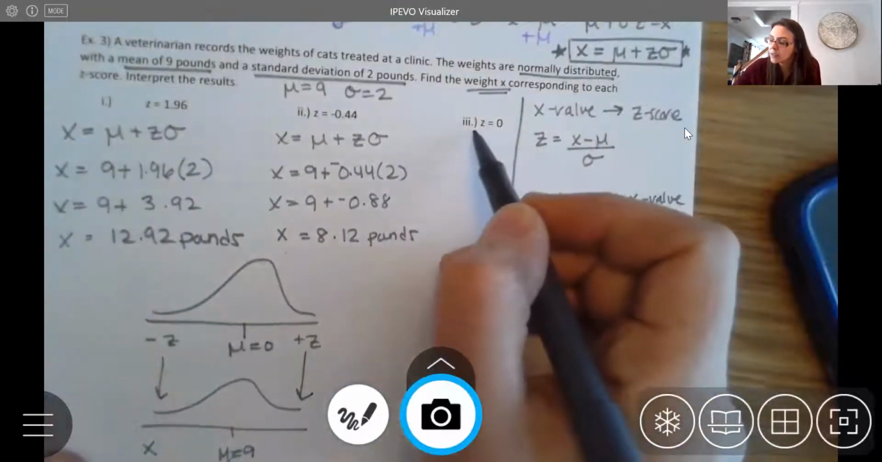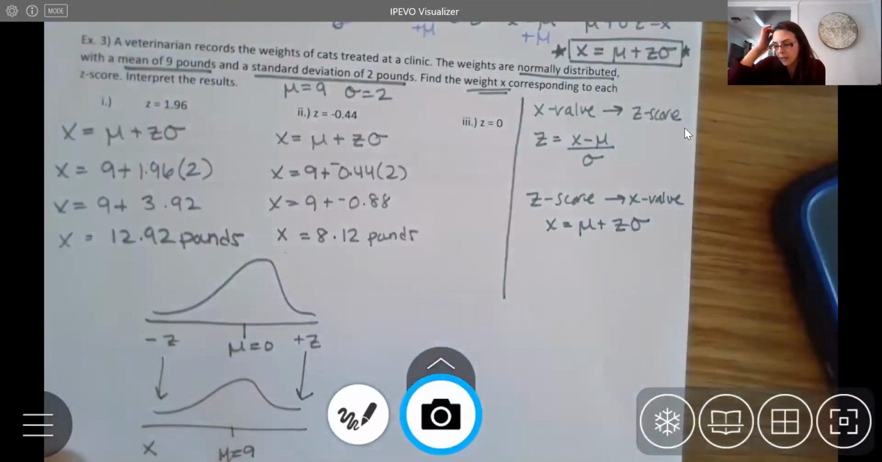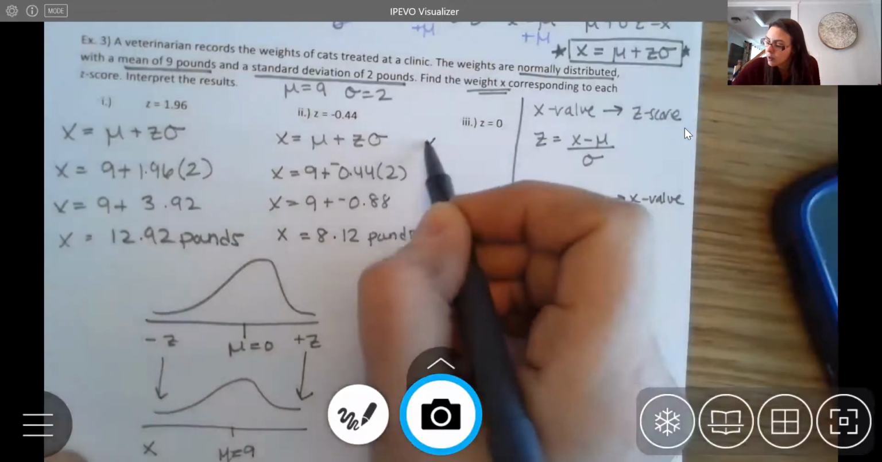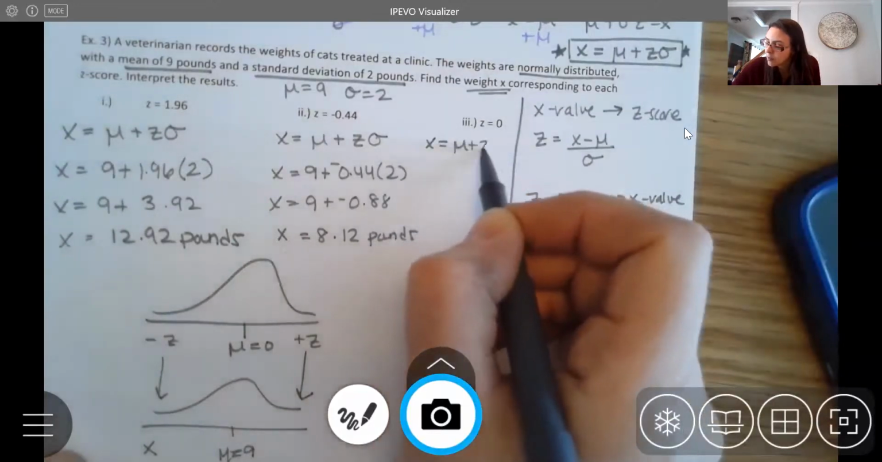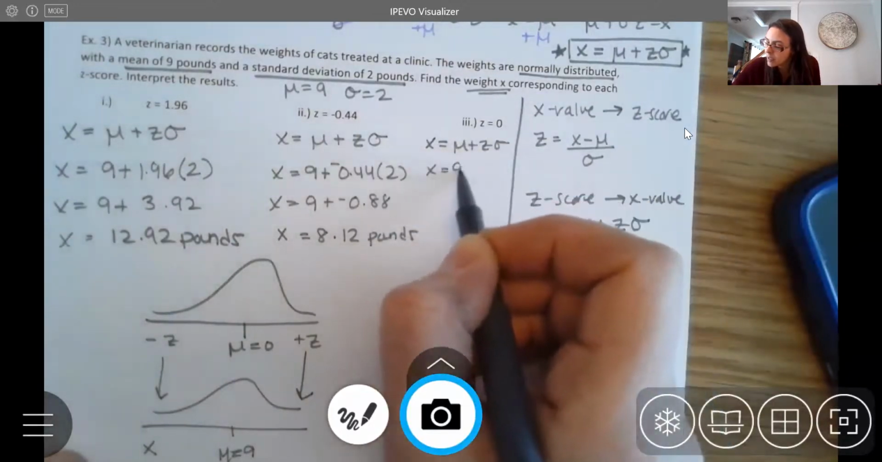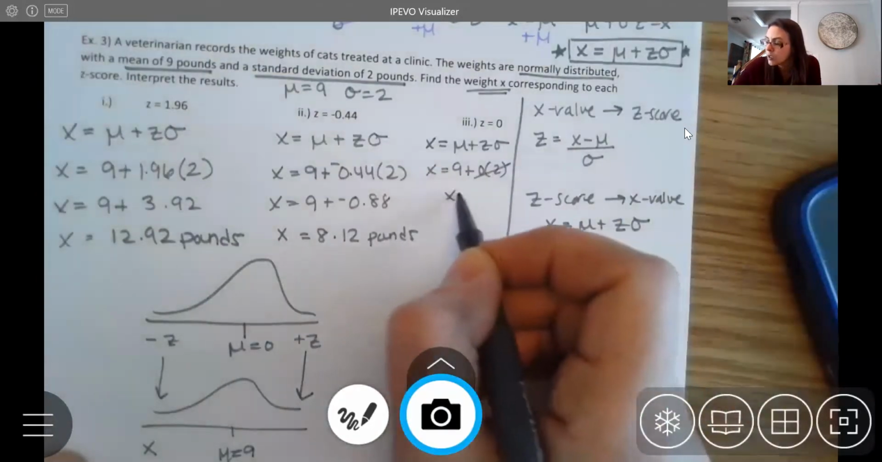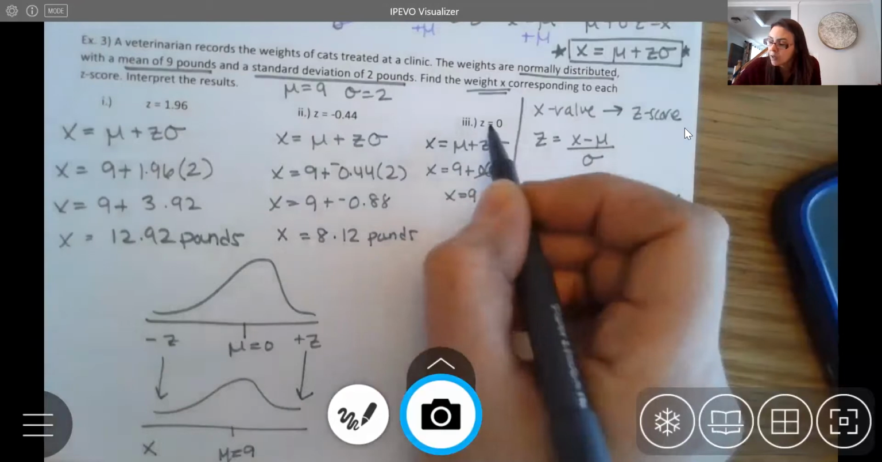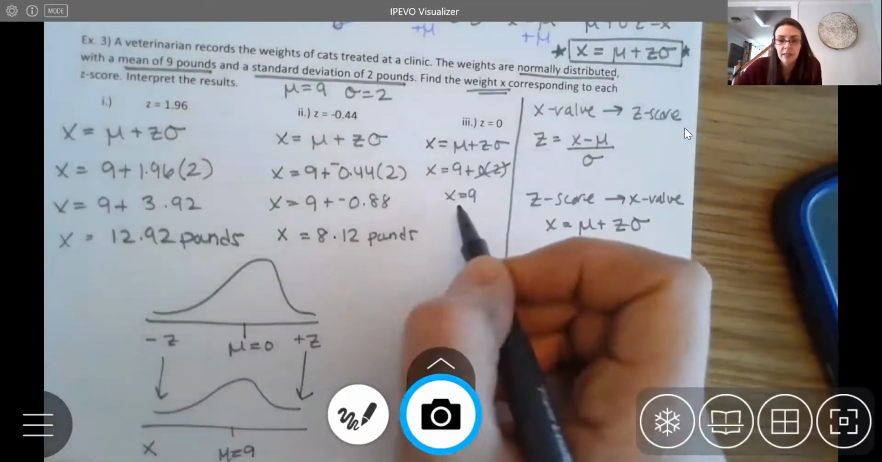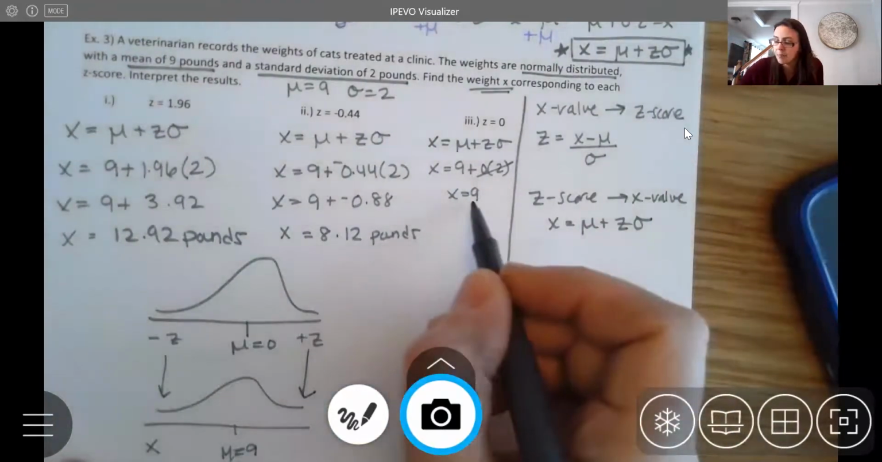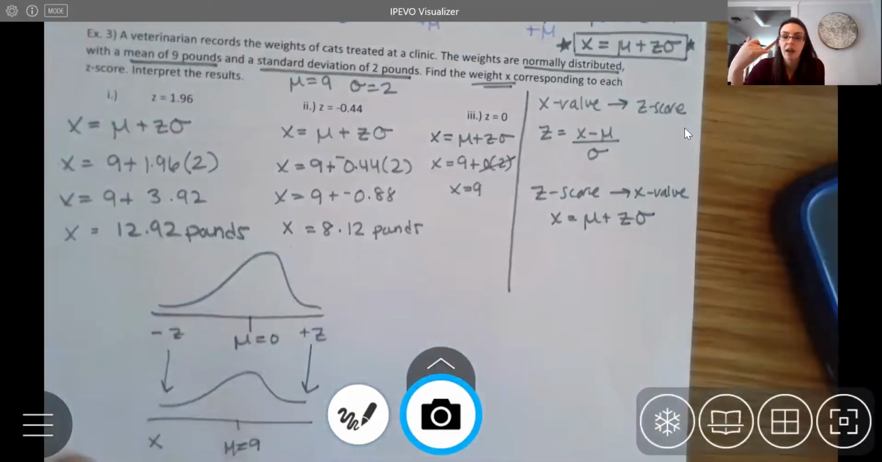Now, when z equals 0, that's equivalent to the mean here. But in case you're not sure, we can still use that same formula. Our mean is 9 and our z is 0, so again, this piece is just going to cancel out. So your z of 0 is always equivalent to that mean, which is 9 pounds in this case, in the other form.